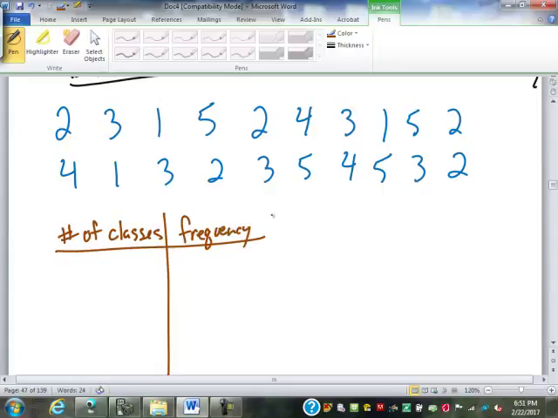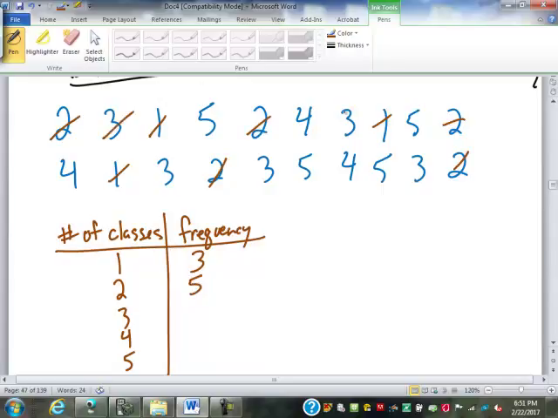I could have done a tally column here again, but this is a slightly smaller set of data. I only have 20 numbers instead of 40. So I think I'm going to do okay counting here. So I'm going to cross off 1, 2, 3 ones. There are 3 people that have 1 class. 1, 2, 3, 4, 5 twos.